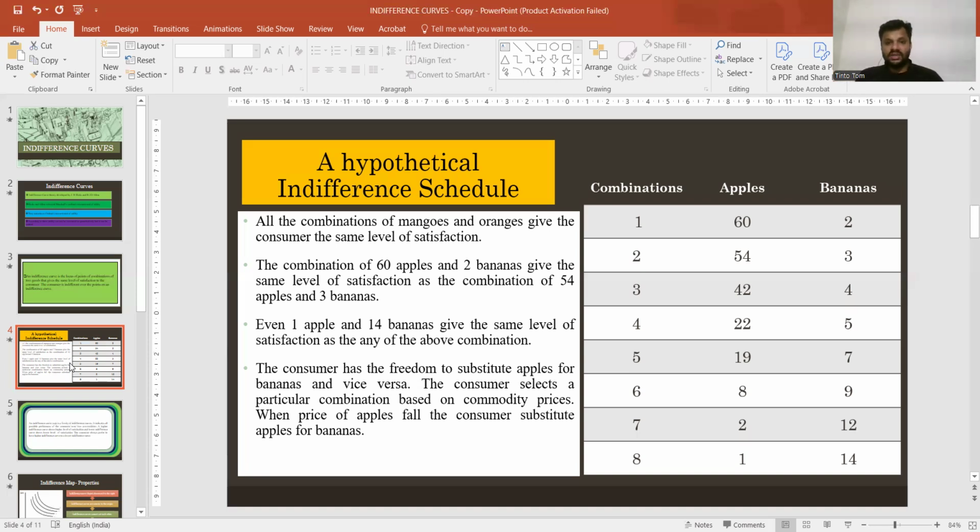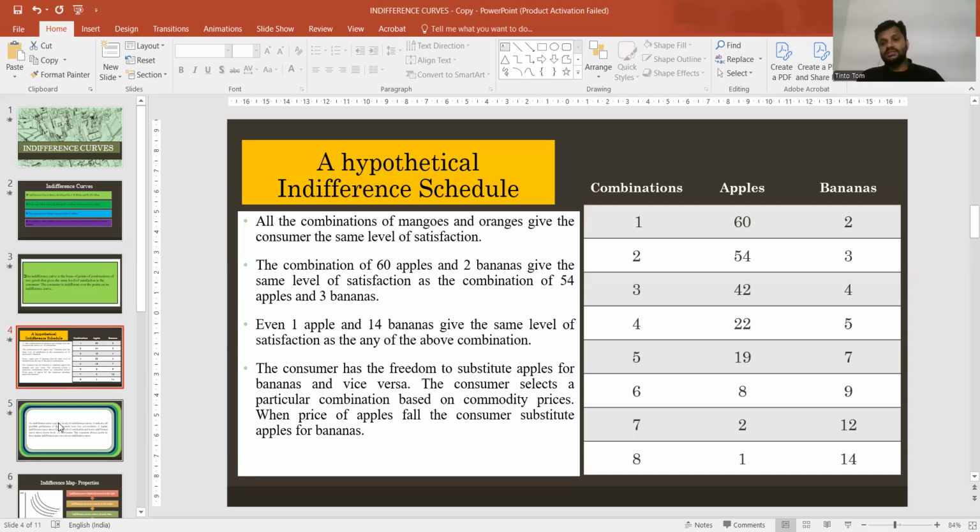So what we are trying to say with the help of the indifference curve is that whatever may be the combination of goods, the consumer is getting the same level of satisfaction. The consumer has the freedom to substitute apple for banana and vice versa, according to the situation. The consumer selects a particular combination based on that particular fruit's price. When the price of apple falls, the consumer substitutes apple for banana. In that way, they can manage.